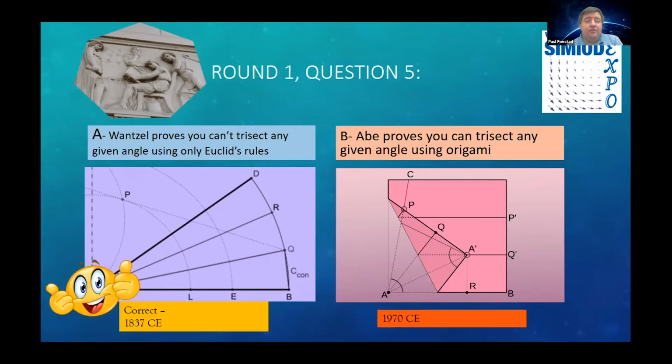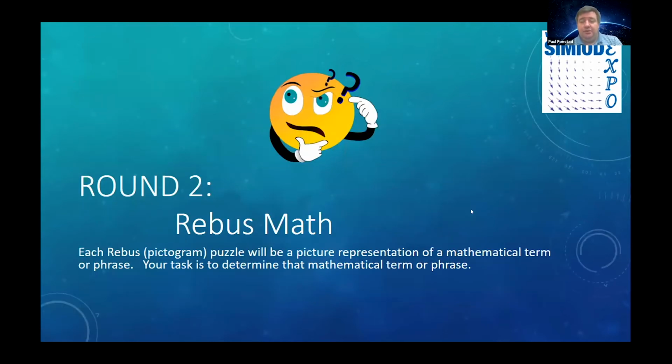So Wantzel proved that you can't trisect an angle in 1837. Interestingly, it wasn't proven until 1970 by Abe that you can trisect any angle using origami. So in this case, A is the correct answer. And that does it for our first round. So from here, let's go into round 2, rebus math.